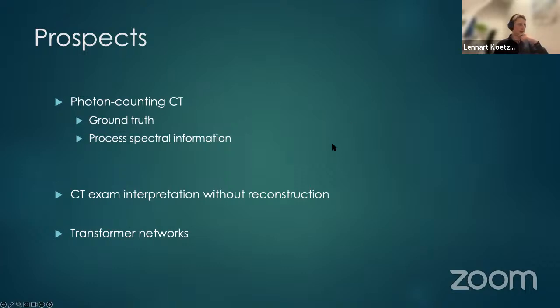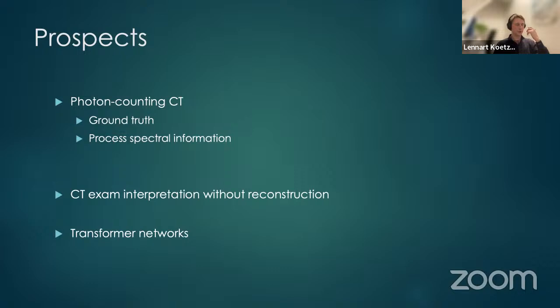Then the CT exam interpretation without reconstruction. This is something that's probably far in the future. This is based on the idea that all information needed for a diagnosis should be present in the raw data.